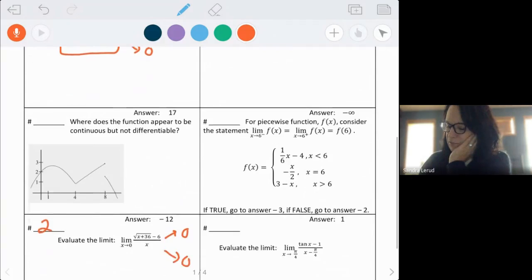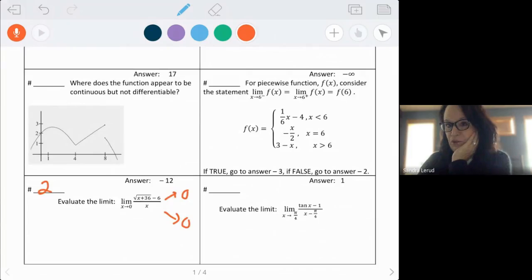So if you prefer that, on this one, you can either do L'Hopital's rule, or you can multiply the top and the bottom by the conjugate of the top. So you need to show work for either one. L'Hopital's rule, where you'll take the derivative of the top over the derivative of the bottom, which is 1, and then just replug that 0 in.